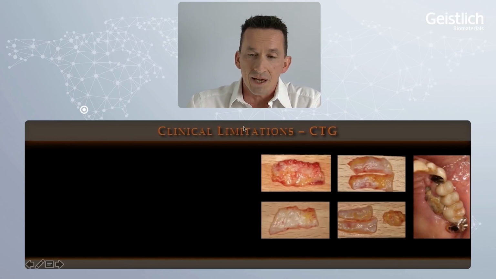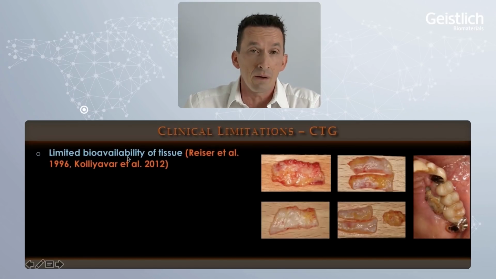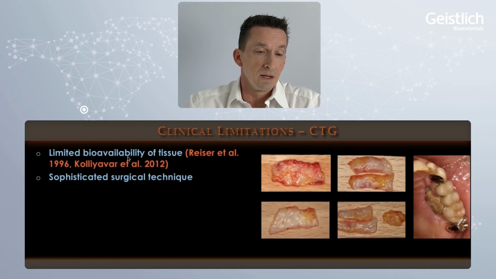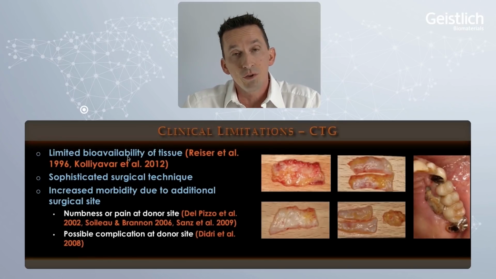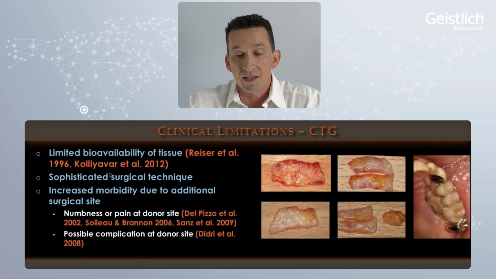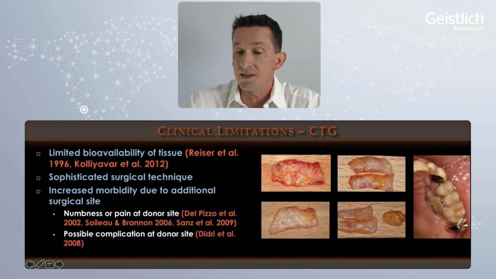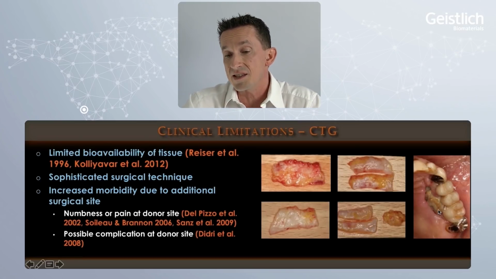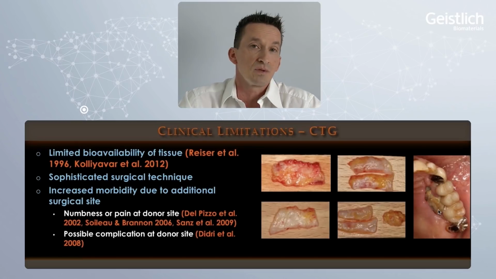So what are the clinical limitations for the connective tissue grafts? It is the limited bioavailability of the tissue. It is a sophisticated surgical procedure. And we have an increased morbidity due to the additional surgical site. Some patients tell us that they have numbness after surgery, and if you see this necrosis, there is sometimes also a complication at the donor site. And we have to tell our patient, of course, this might happen in up to 10%.